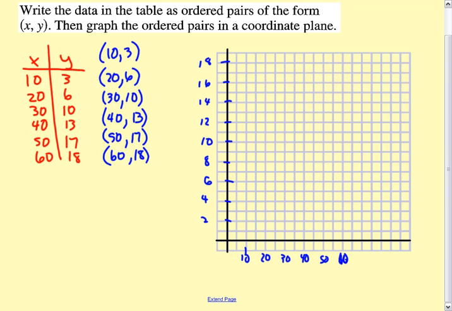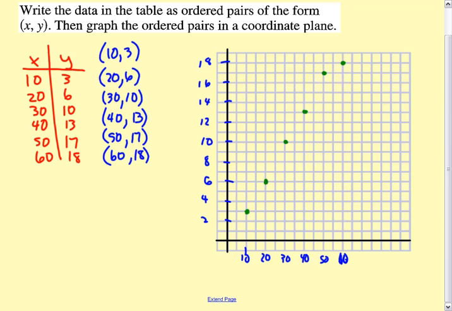So now when I graph this, the first one is 10, 3. So that's going to be right here. The next one is 20, 6. Okay. The third one is going to be 30, 10. All right. The fourth one is going to be 40, 13. All right. The fifth one is going to be 50, 17. All right. And then the last one is going to be 60, 18.